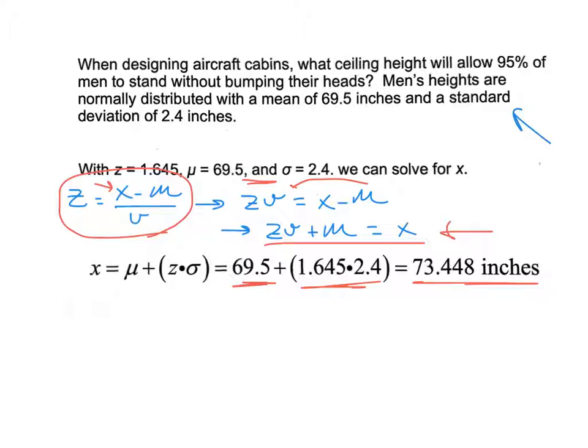So that's telling me that 95% of the men are 73.4 inches or lower. And for your information, that's 6'1 and a half. So almost 6'2 or shorter. So as long as you're that tall, 95% do fit in there. And if you're bigger than 6'1 and a half, then you may bump your head on the top of the airplane.